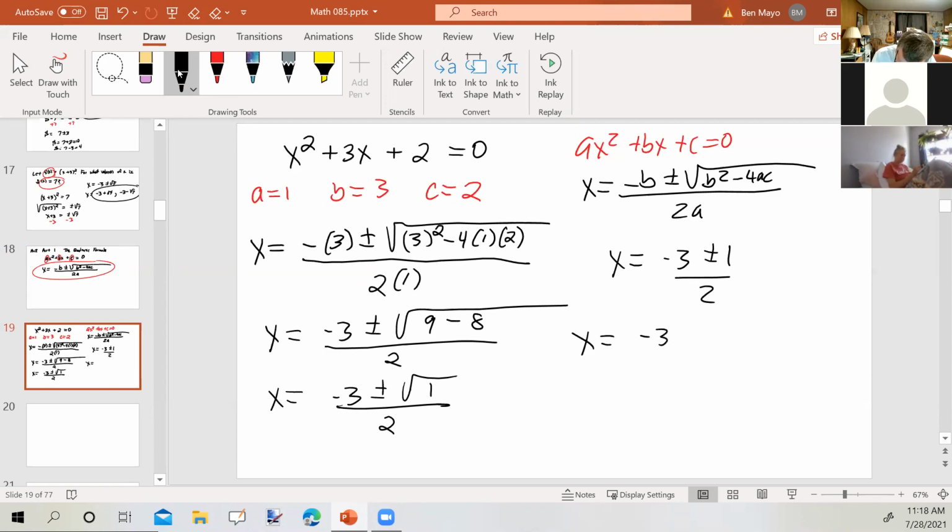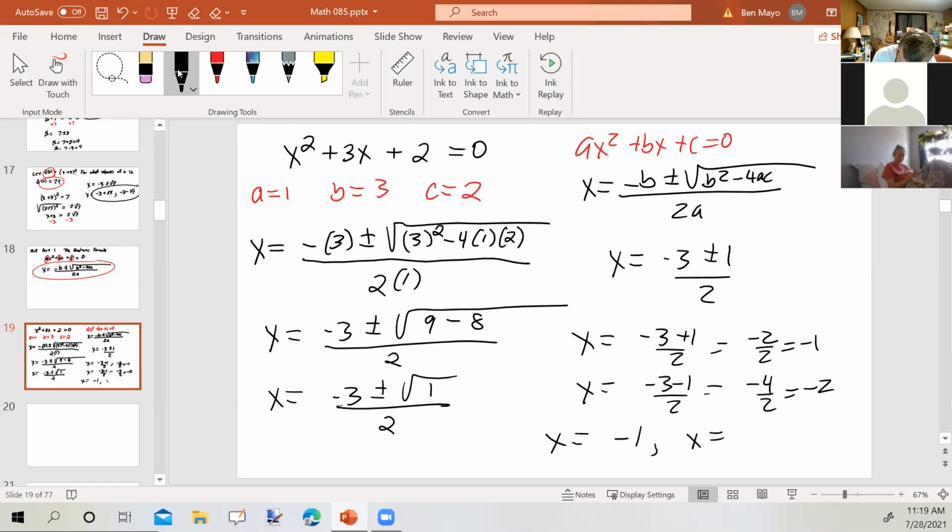So x equals negative 3 plus 1 over 2, which is negative 2 over 2, or negative 1. x equals negative 3 minus 1 over 2, which is negative 4 over 2, or negative 2. So x equals negative 1, x equals negative 2 would be the 2 solutions to that equation.